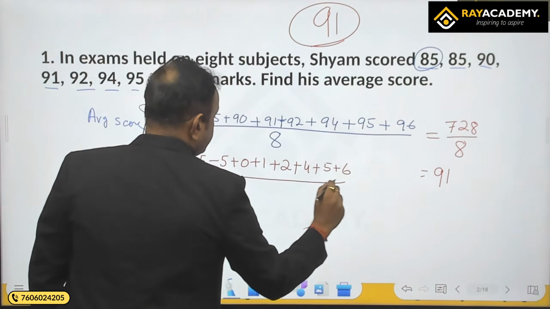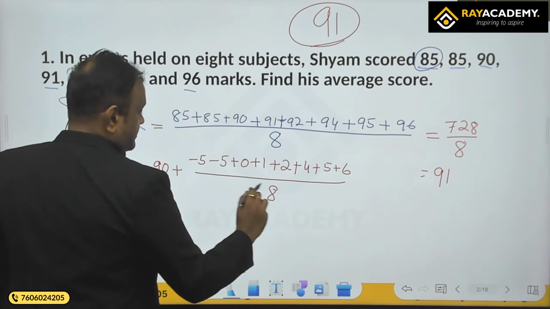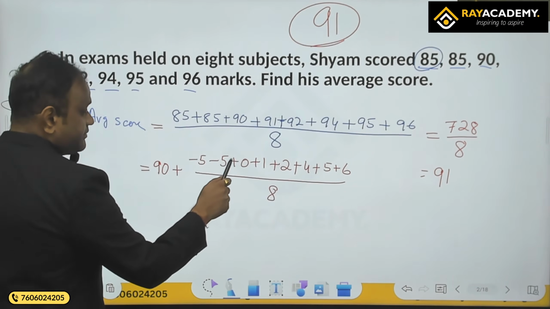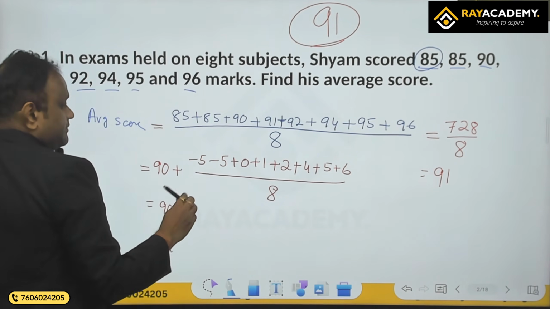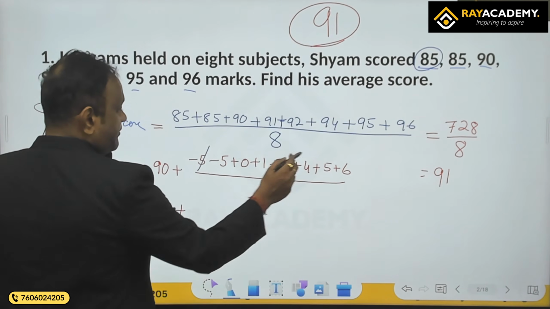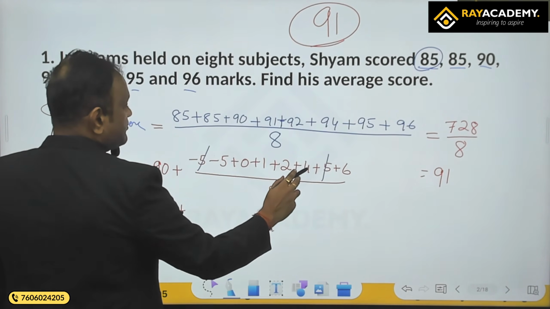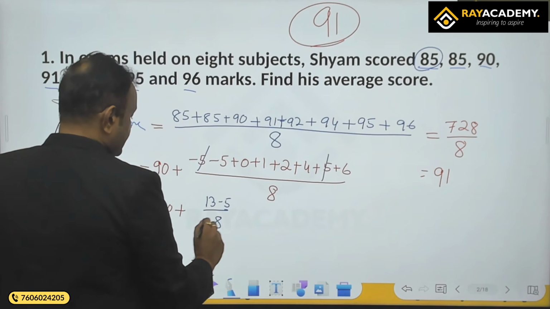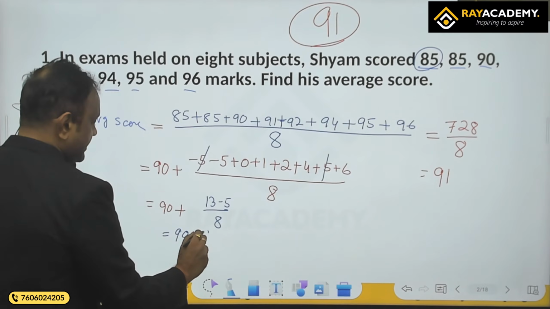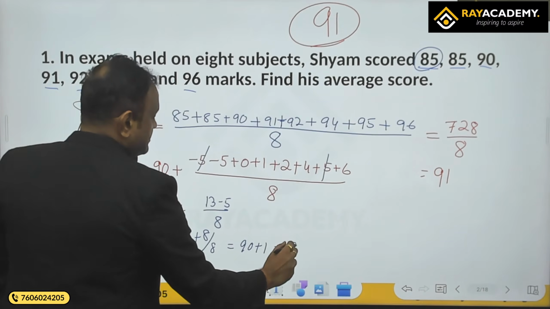The difference is the number minus the reference number 90. Okay, and divided by 8. These are all small numbers, so it is very easy to calculate. So you can say 90 plus 8 and the 5 cancels out. Anything else? No. So 1 plus 2 is 3, plus 4 is 7, plus 6 is 13, minus 5, divided by 8. So you will get 90 plus 8 by 8. 90 plus 1. So answer is 91.